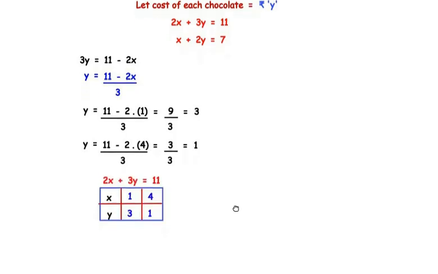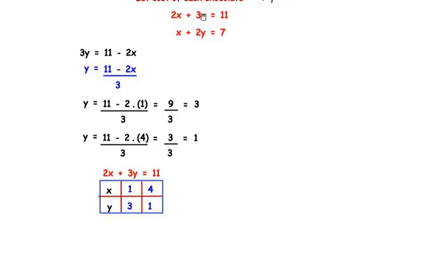So here we get for the first equation 2x plus 3y is equal to 11, 2 values of x as 1 and 4 and 2 values of y as 3 and 1. Keep in mind, you can take any value of x here, but a small suggestion, do not get the values of x and y as decimals or fractions. It will be difficult to plot on the graph. So as much as possible, try to get them as integers.